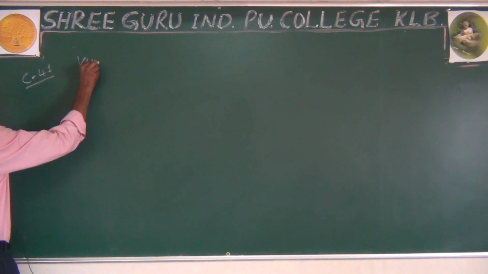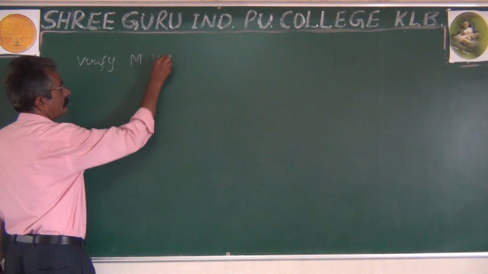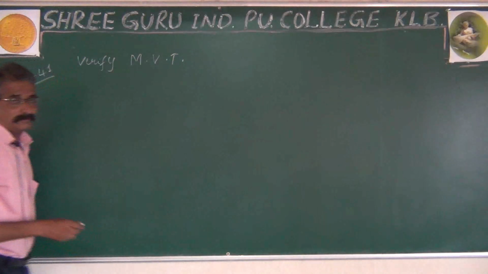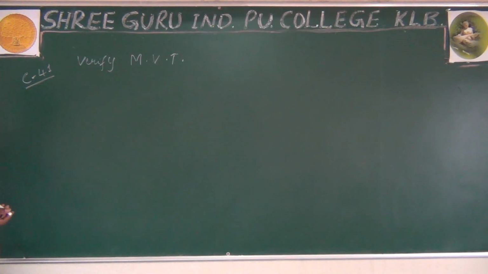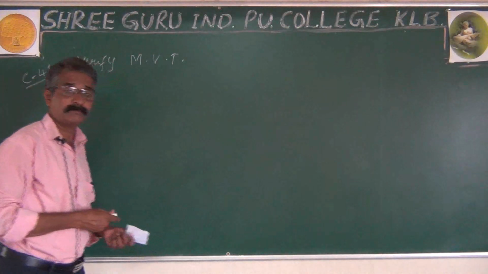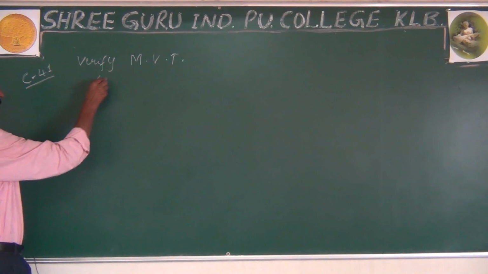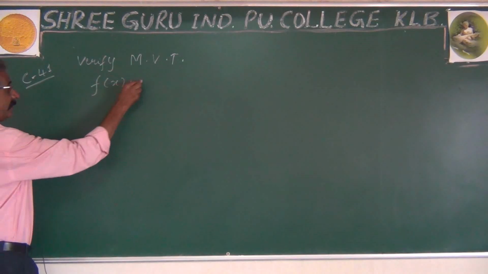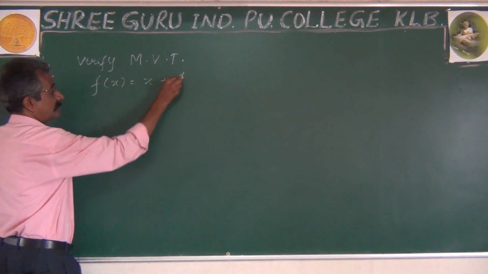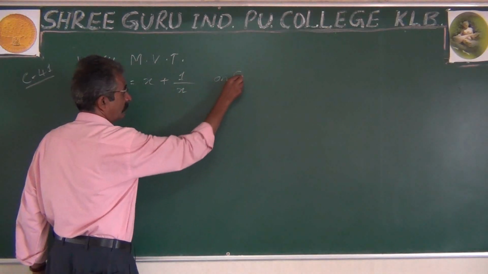Verify mean value theorem. It may be Lagrange's or Rolle's: if f of a equals f of b, it is Rolle's; if f of a is not equal to f of b, then you must apply Lagrange's mean value theorem. So verify mean value theorem for the function f of x equal to x plus 1 divided by x on the interval 1 comma 3.